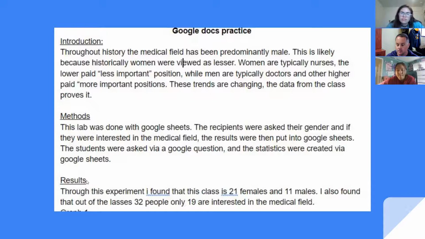Okay, so here's a couple of things that I see. Docs and practice need to be capitalized. If it's a title, you are going to capitalize it. You also need to hit enter here and have another line, just like you do between the introduction and the methods. There should be a blank line between the title and the introduction. All of your header titles need to be bold as well.